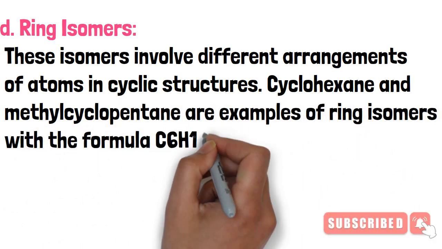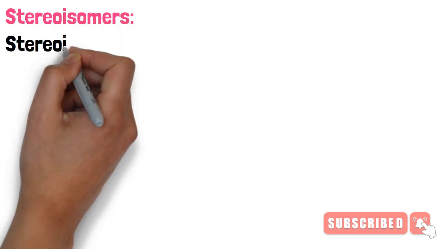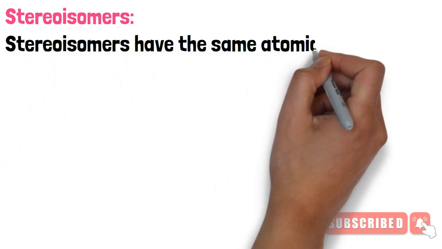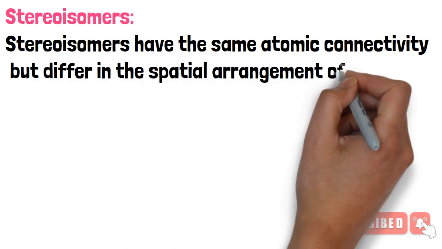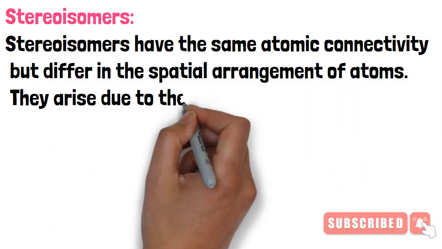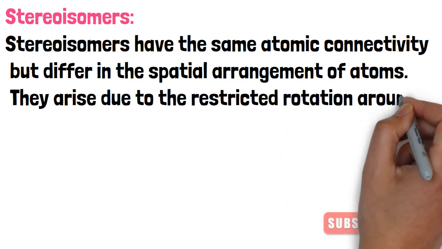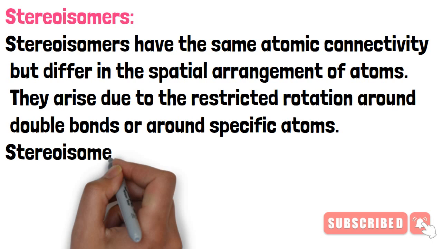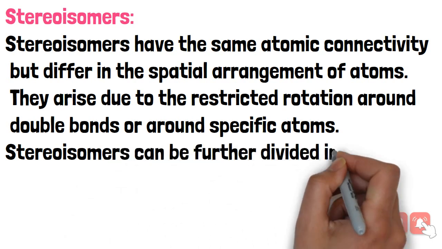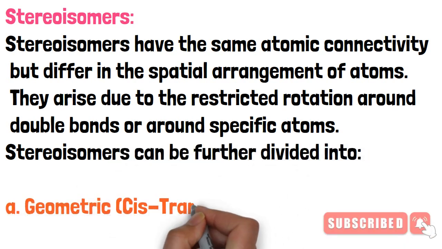Stereoisomers have the same atomic connectivity but differ in the spatial arrangement of atoms. They arise due to the restricted rotation around double bonds or around specific atoms. Stereoisomers can be further divided into A. Geometric, cis-trans, isomers, and B. Optical isomers, enantiomers.